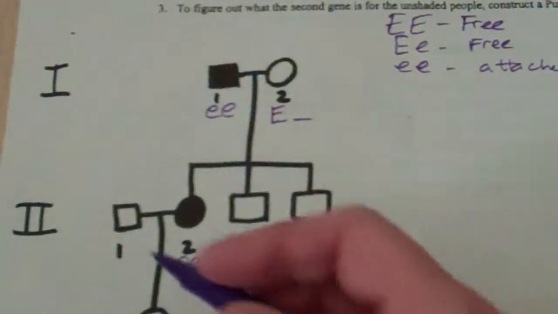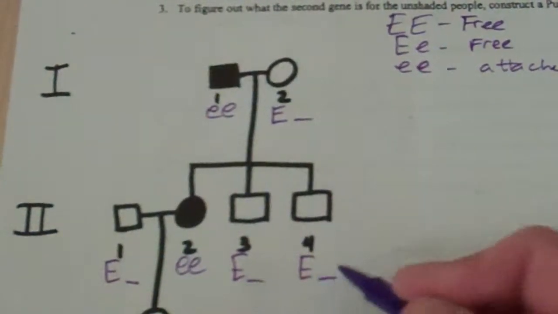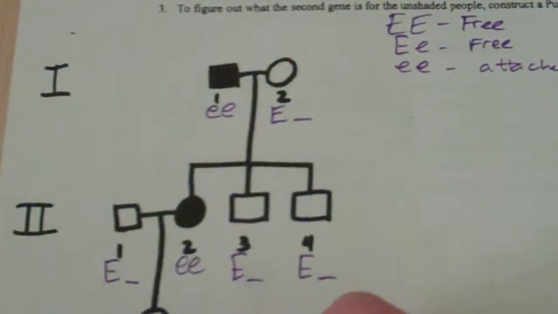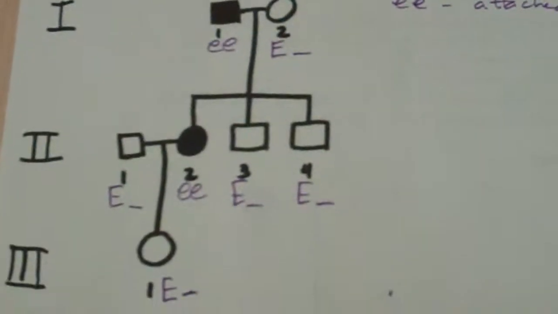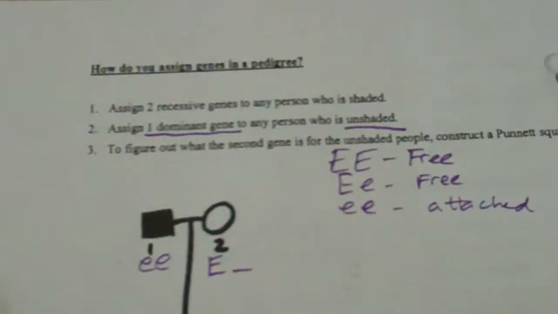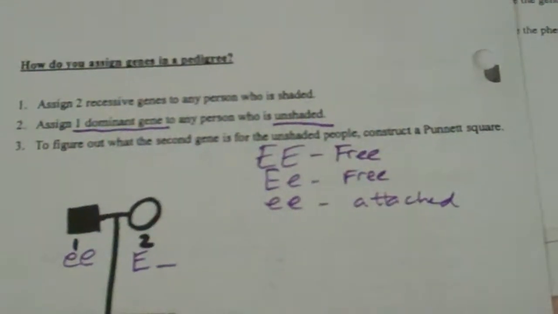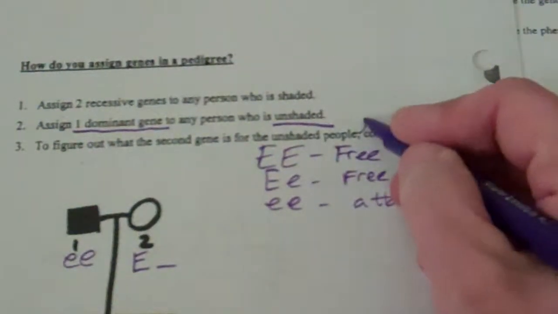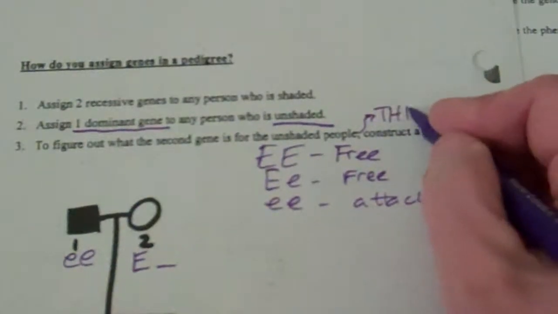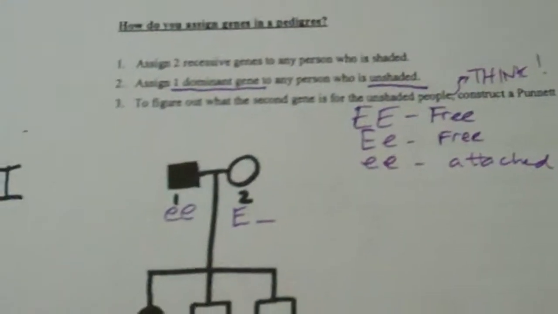I like to put a dash. Big E, nothing else. Big E, nothing else, and so on. Dash. All right, so now it says to figure out what the second gene is for the unshaded people, construct a Punnett square. I like to say, first of all, think about it before you need to do a Punnett square to prove it. So let's look.